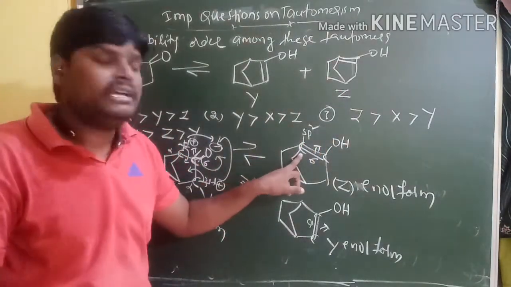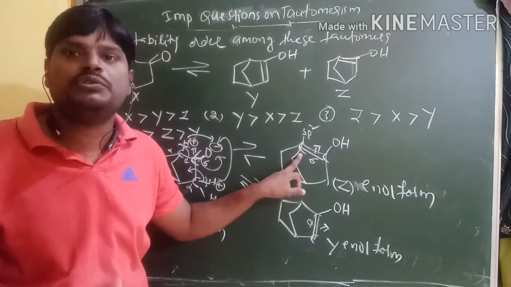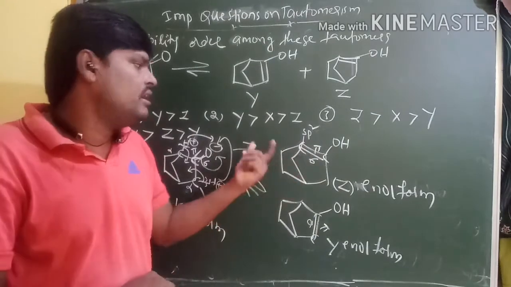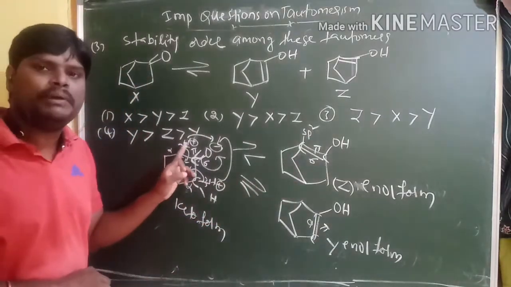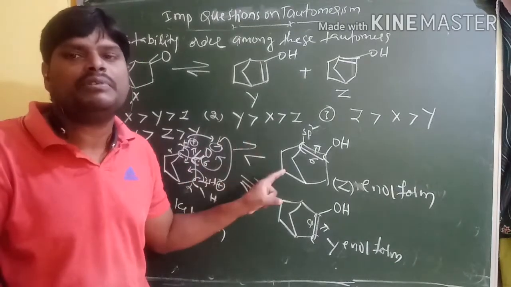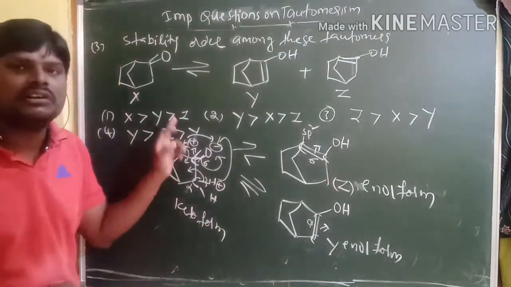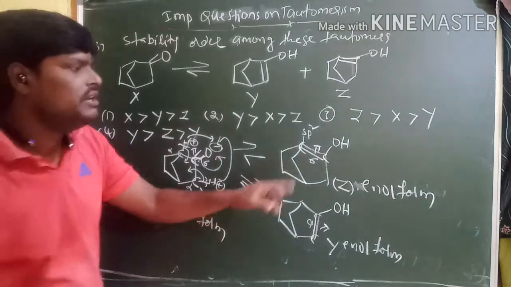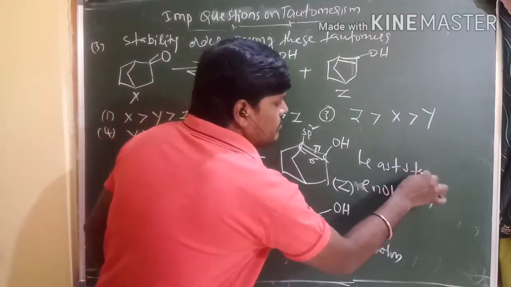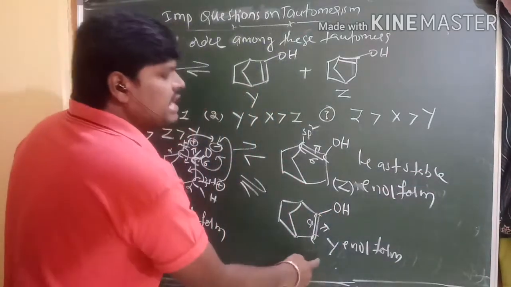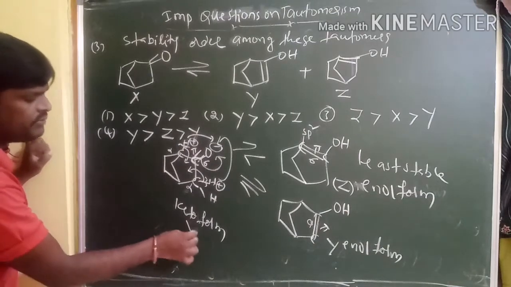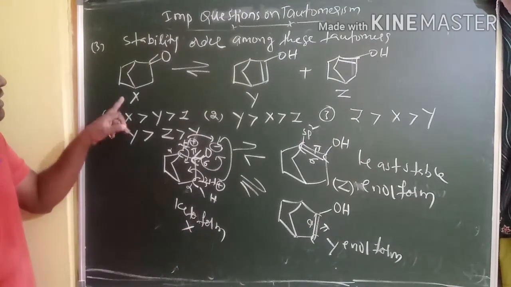So planarity cannot be possible here due to more steric strain, according to Bredt's rule. And also if you remove this alpha hydrogen, what happens? The bridge will break. That's why these two reasons explain why bridge-head carbons of a bicyclic compound are not involved in tautomerism. So this is the least stable. Right? This is the second most stable. And what is the first, the most stable? The keto form. Keto form, according to the question, is X.